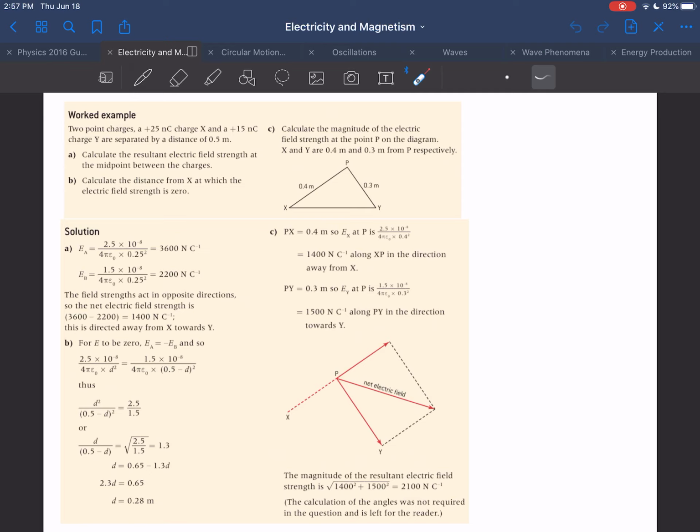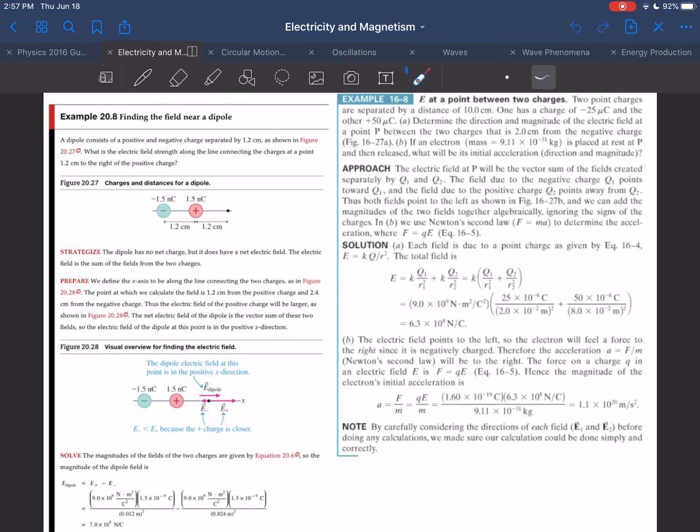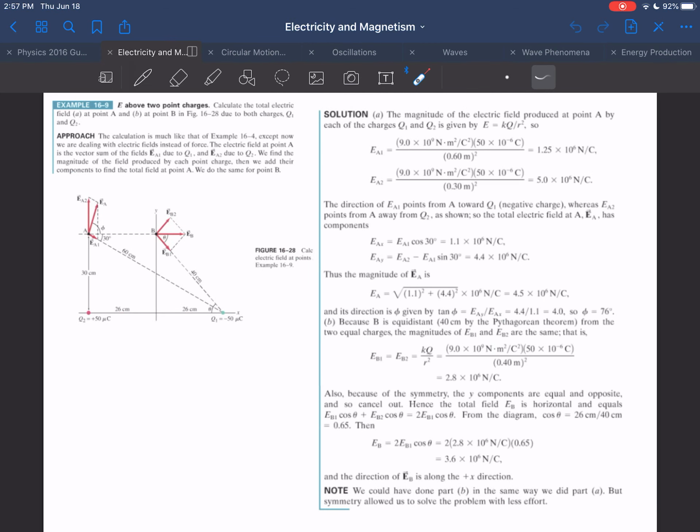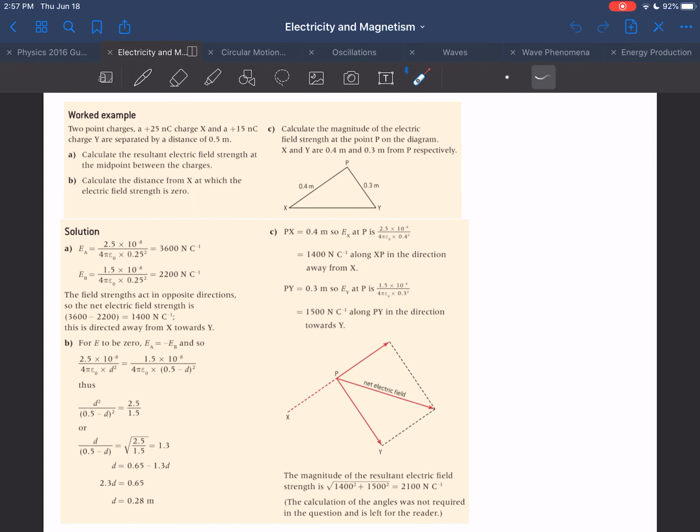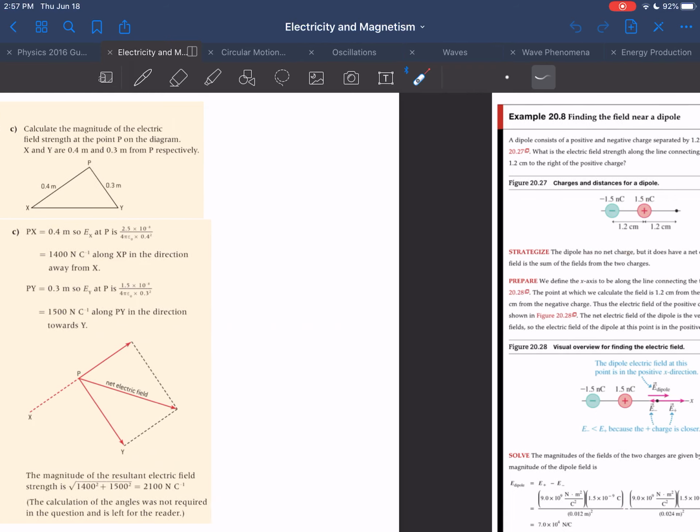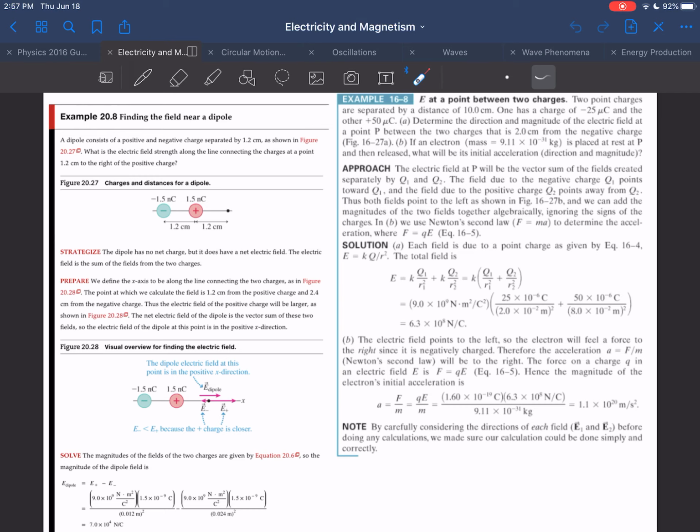Now, in the next couple of slides, there are some practice problems that allow you to practice calculating the electric field due to multiple charges, and I would encourage you to work your way through them. I will post one video that examines the hardest of those problems. That would be example 16.9, which is the electric field above 2 point charges. But the other problems, I would encourage you simply to work through bit by bit, and you'll get a sense of how to go about calculating the electric field.